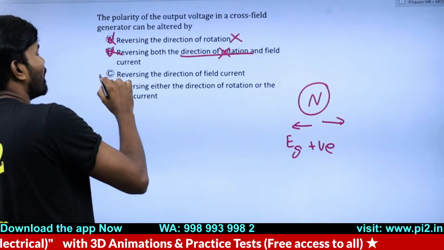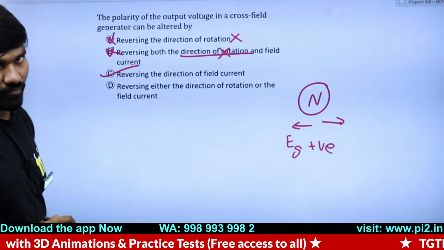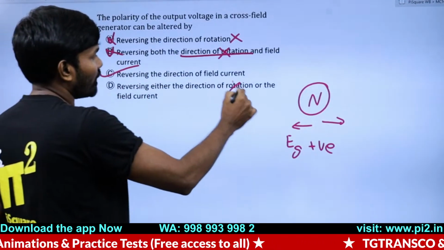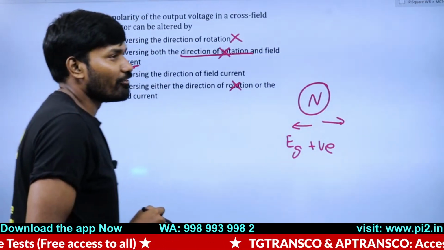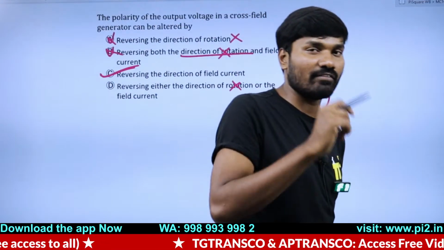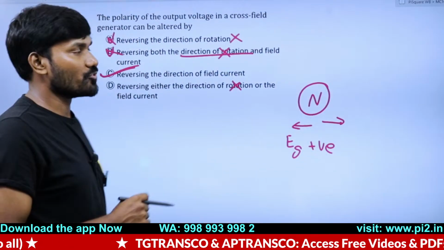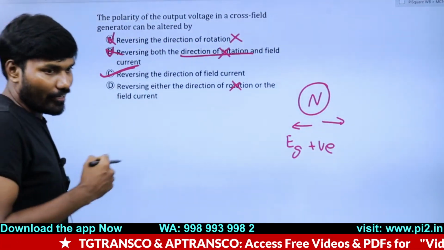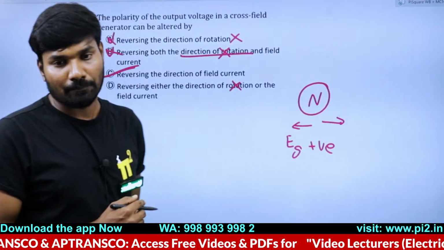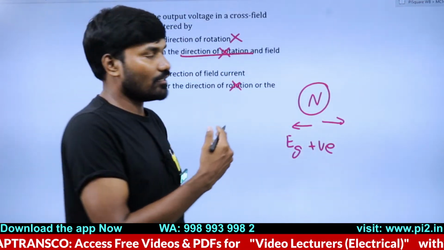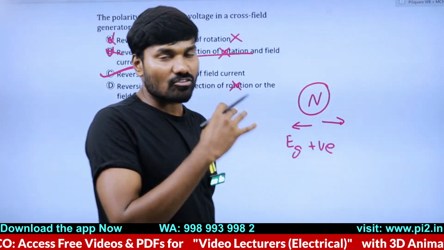Reversing direction of field is the only way, because rotation will not influence the direction of induced EMF. The only thing which will influence is field current. When you change the field current direction, it will change the induced EMF. Now, with the help of the next question, I think you're going to learn something more about the metadyne structure.